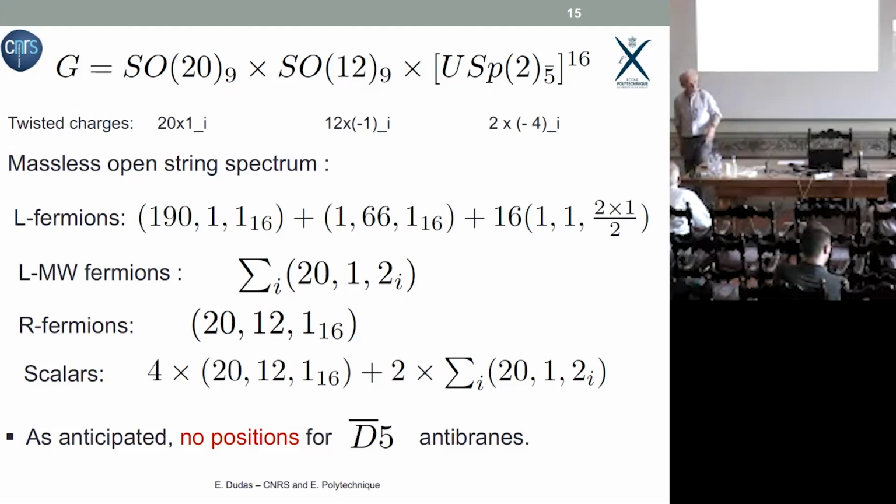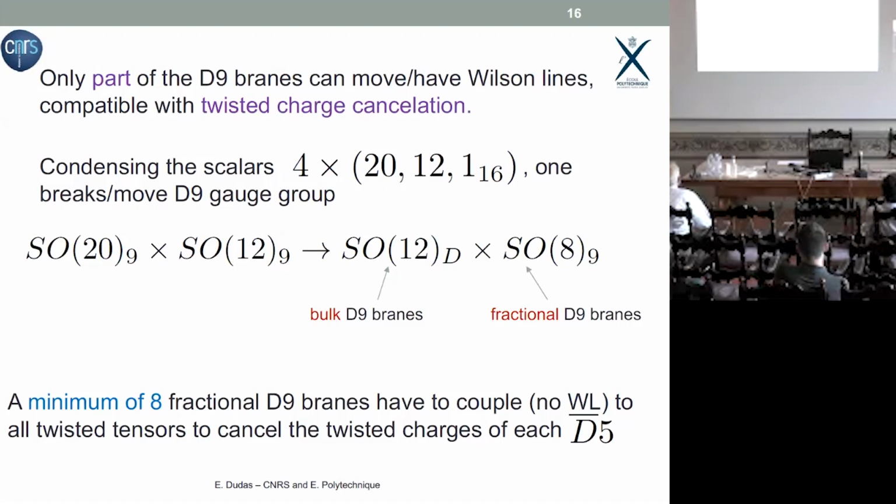No movable positions of 5 branes. But you cannot, in the BSB, you could recombine fractional branes to go in the bulk. Here you cannot. They are really stuck there, modulo something which I'll tell you later. Now, some of the D9 branes you can move.